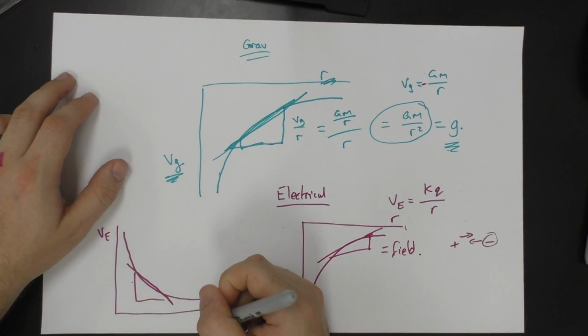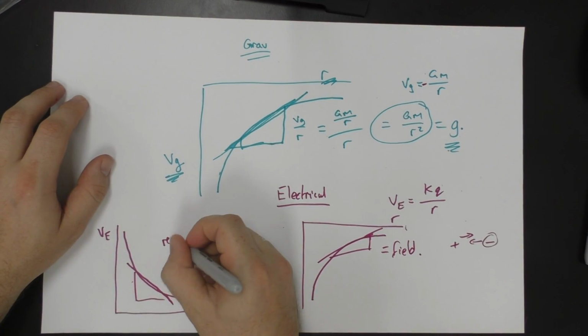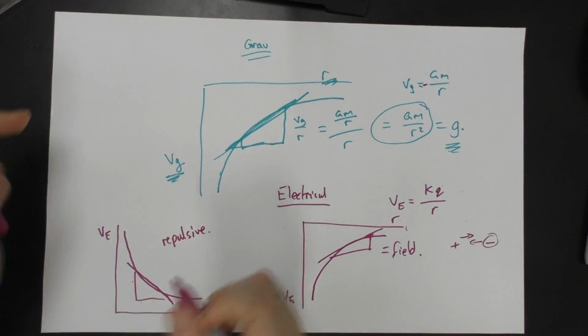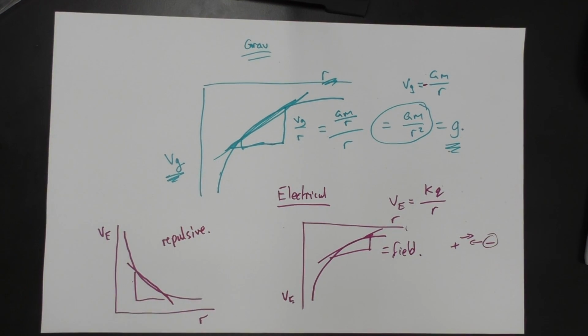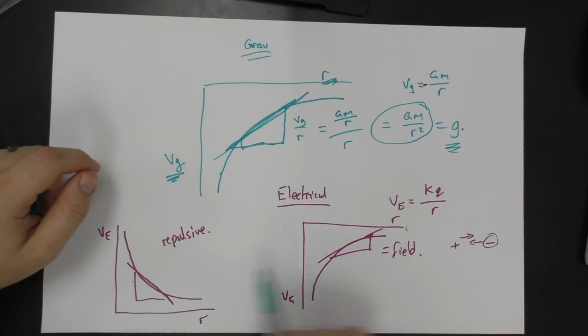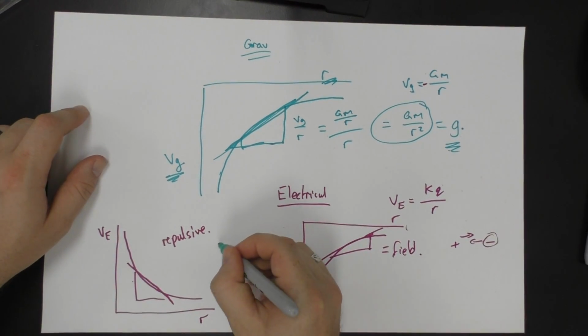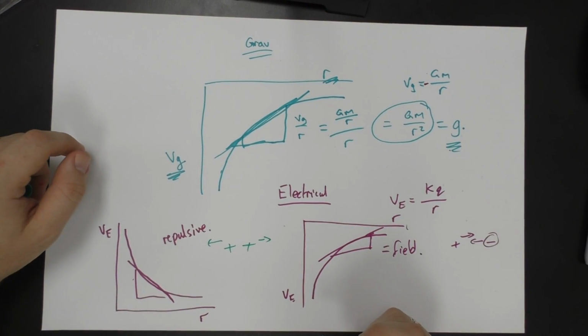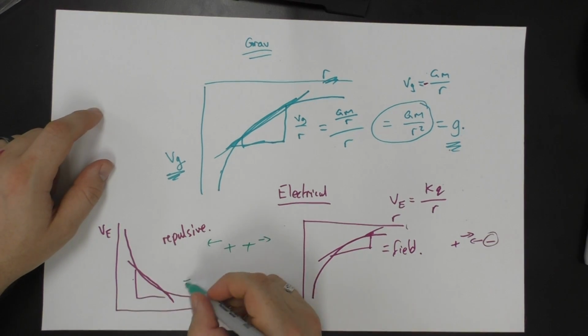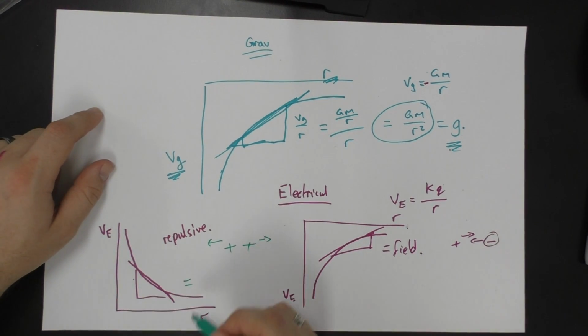Same with this one. Instead of having, this is a repulsive, remember? So this is a repulsive field. So instead of having two opposite charges, you might have two like charges which are repelling each other. The gradient of this graph is also the field. Let's just prove that to you.